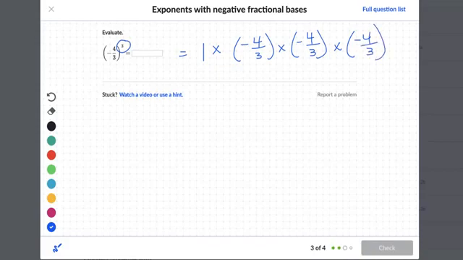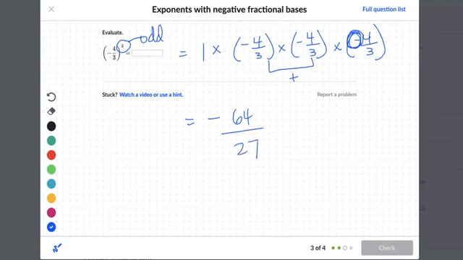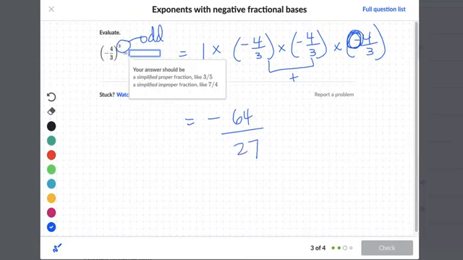Here I notice I have an odd power, so that means one negative is going to be left alone. Here these two become positive, and I have an odd man out. So that means my final answer is going to be negative. For my numerators, I'm just going to multiply 4 times 4 times 4. I can do that in my calculator or my head, and that's 64. The denominator is 3 times 3 times 3. That's 27. Remember, Khan Academy can handle improper fractions for these ones, so I'm just going to put that in as my answer. Negative 64/27.